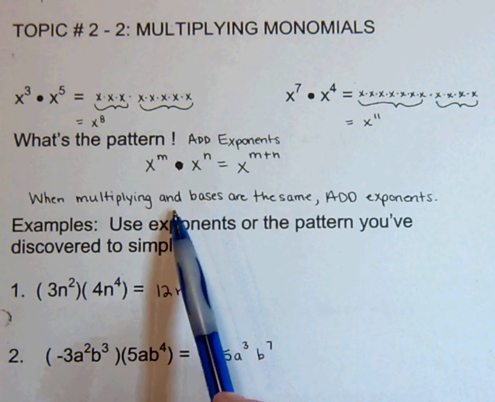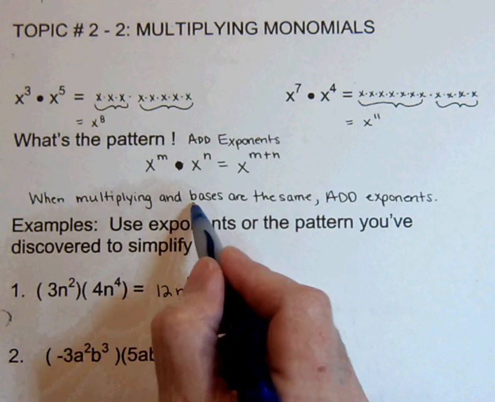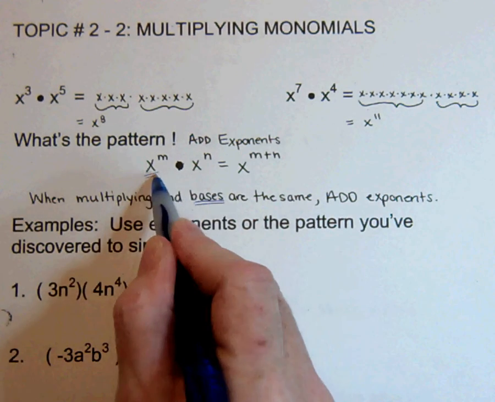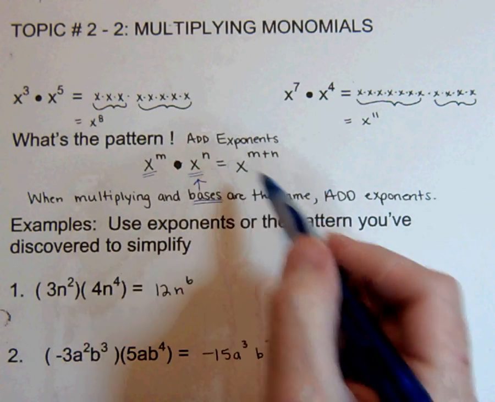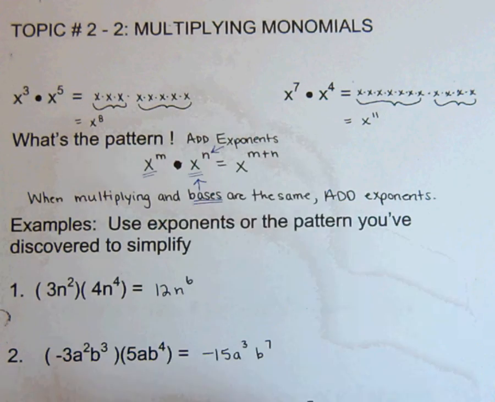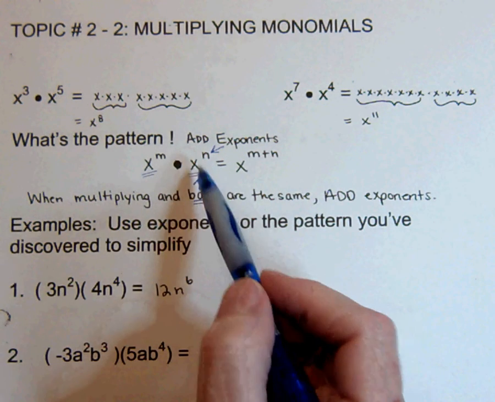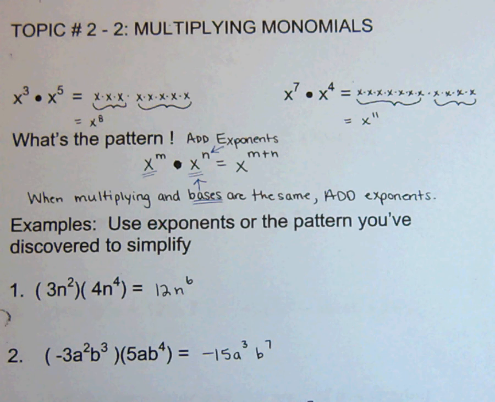When you multiply and the bases are the same, the bases here being the x's, that's considered the base. That's the exponent. I'll draw lines to it. The exponent is what's hanging up in the air like that. So use exponents or the pattern you discovered when you simplify.